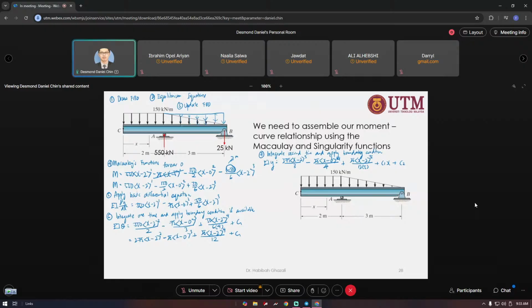So 25 divided by 4. Let me do it at the bottom. So EI y. So 275 divided by 3, I will leave it be. So 275 x minus 2 cubed divided by 3 minus 25 divided by 4. So I will get 6.25 x to the power of 4. Right? Because x minus 0, I will get x only, right? Inside the multiplier bracket, isn't it?